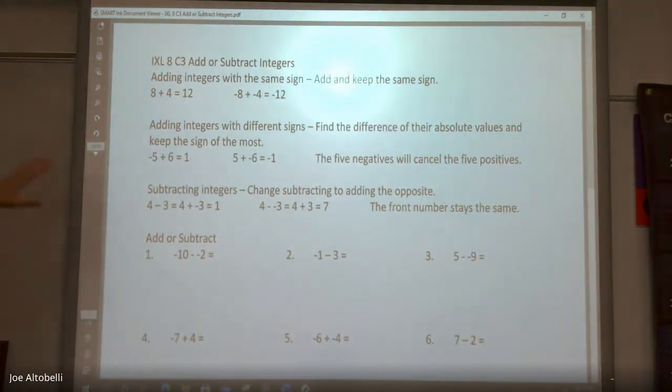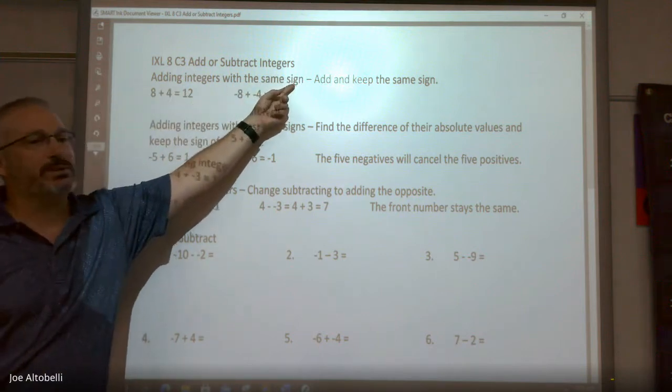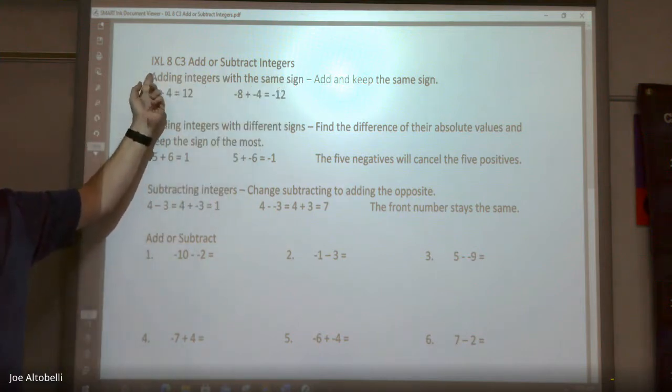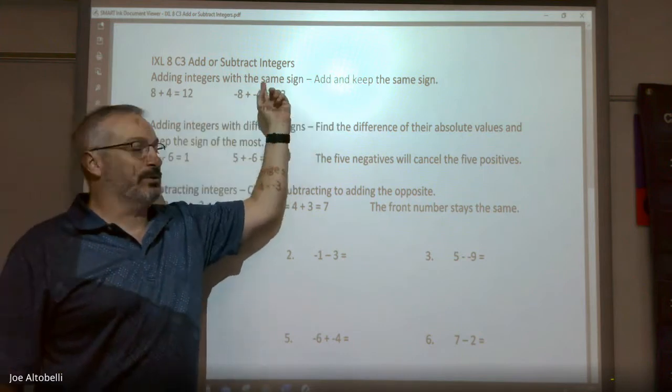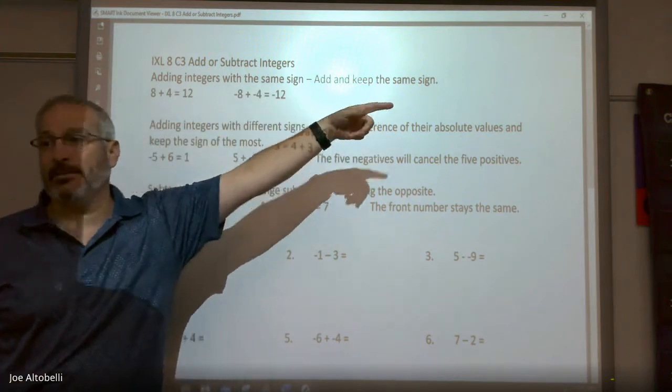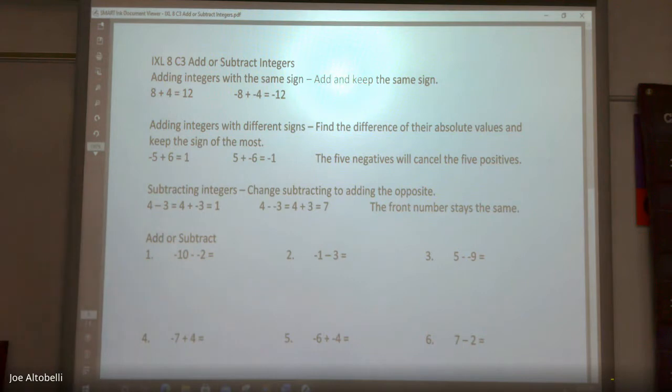Okay, so a lot of this stuff is similar to what we had on the previous page, but we're going to go over it again. Adding integers with the same sign. When you're adding, if they're the same, you're just going to add them and keep the same sign. It's very important that you know your adding rules because that's what we're always going to use.